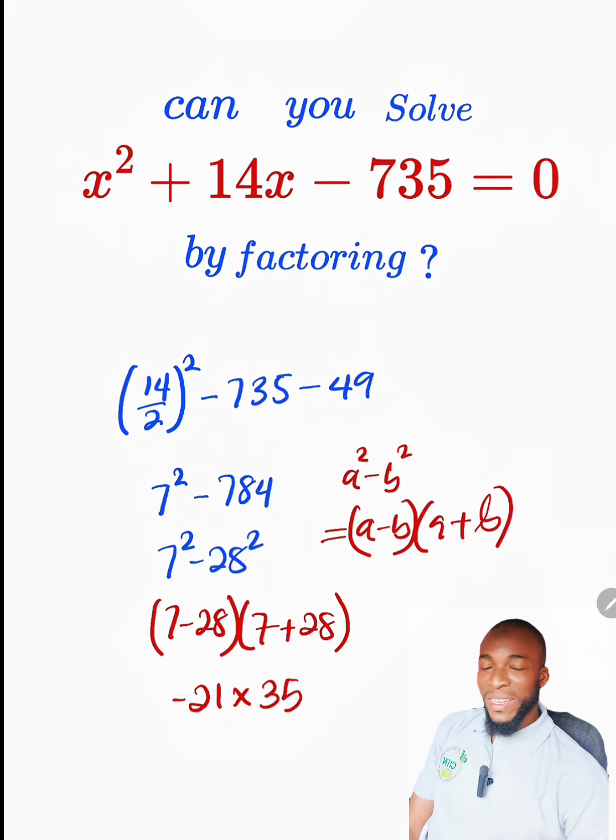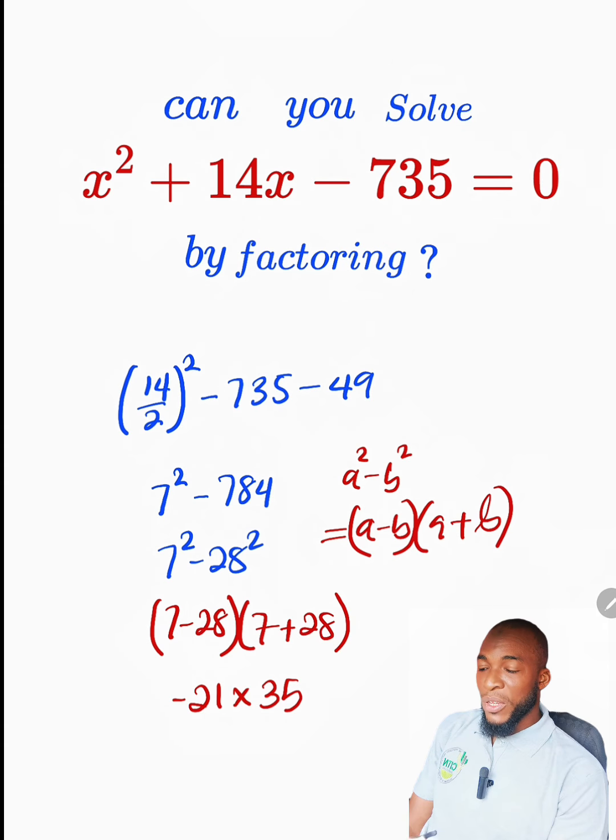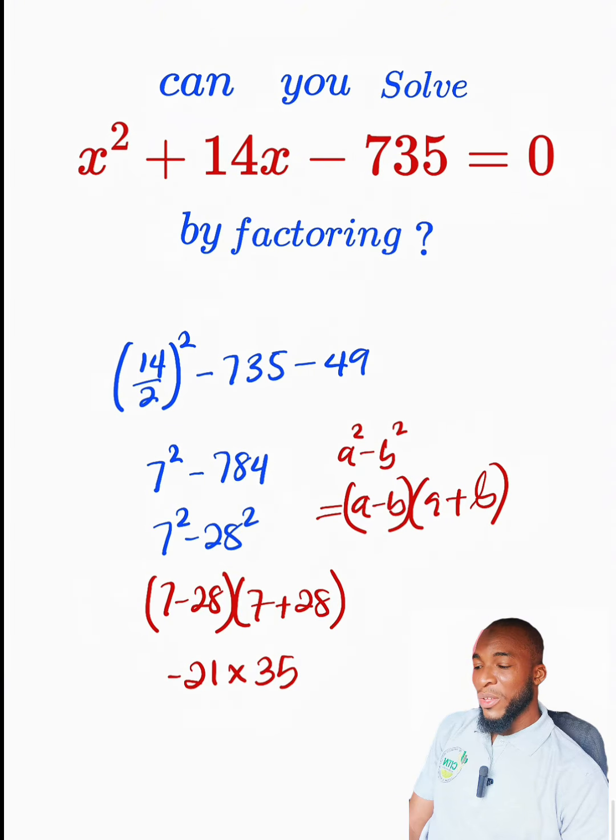So these two numbers, negative 21 and 35, are the required numbers. They are the numbers required to multiply together to get negative 735. And once you add them together, you get 14. So now we can continue with our solution.